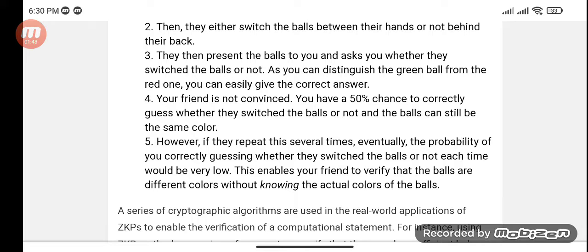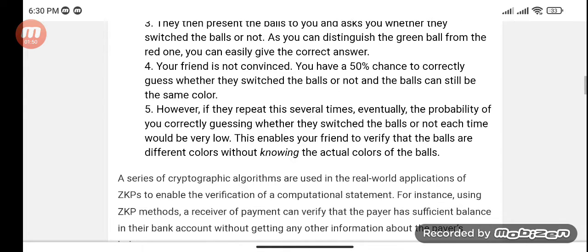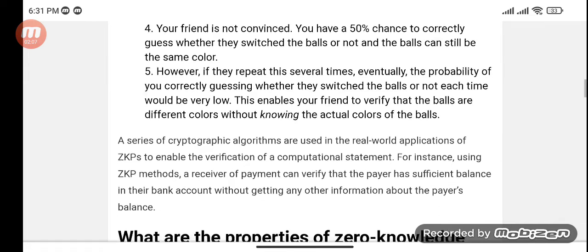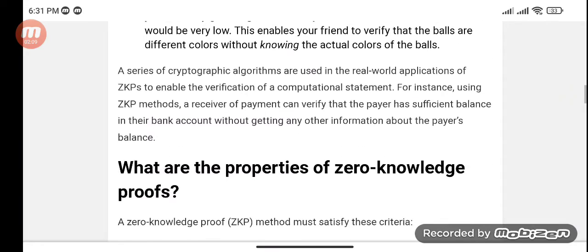A series of cryptographic algorithms are used in the real-world applications of ZKPs to enable the verification of a computational statement. For instance, using ZKP methods, a receiver of payment can verify that the payer has sufficient balance in their bank account without getting any other information about the payer's balance.